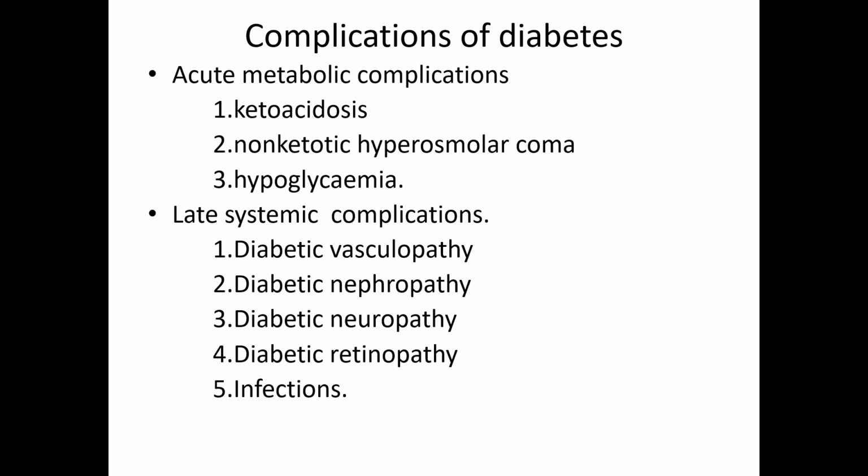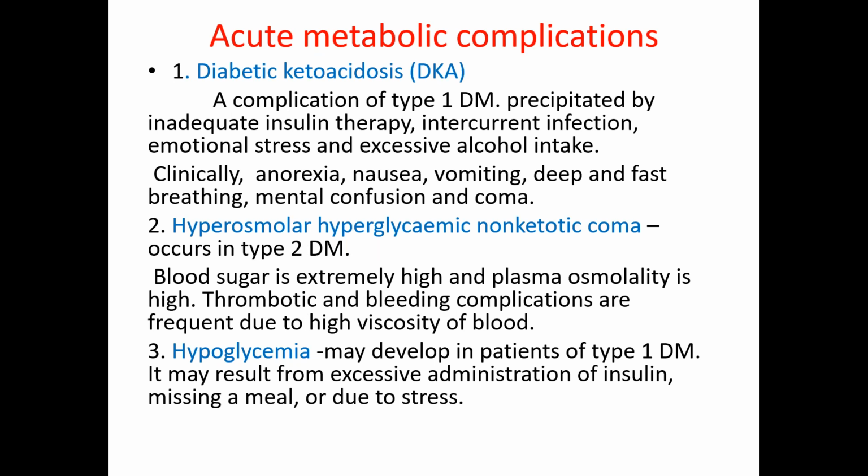Retinal changes may lead to adult onset type of blindness. Apart from these, patients with diabetes mellitus are prone to develop various types of infections because of impaired immunological response to infections. So we will discuss in detail these complications. First we discuss acute metabolic complications.